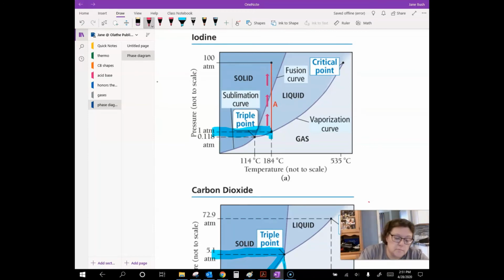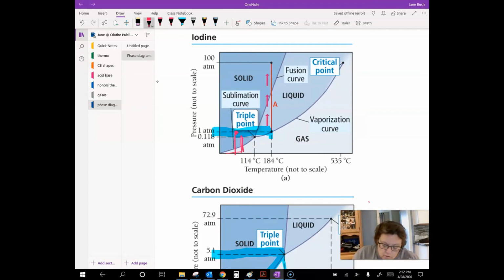What temperature is room temperature? Well, 100 degrees Celsius is boiling, so it's definitely not that. It's about 31. So you can see at that point, at 1 atmosphere and at room temperature, you should have a solid. But you could heat it up enough that it will go back and forth between a solid and a gas.